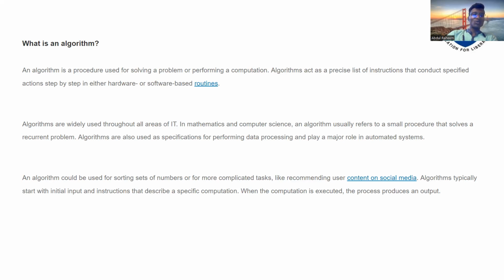An algorithm could be used for sorting sets of numbers or a more complicated task, like recommending user content on social media. Algorithms typically start with initial input and instructions that describe a specific computation. When the computation is executed, the process produces an output.